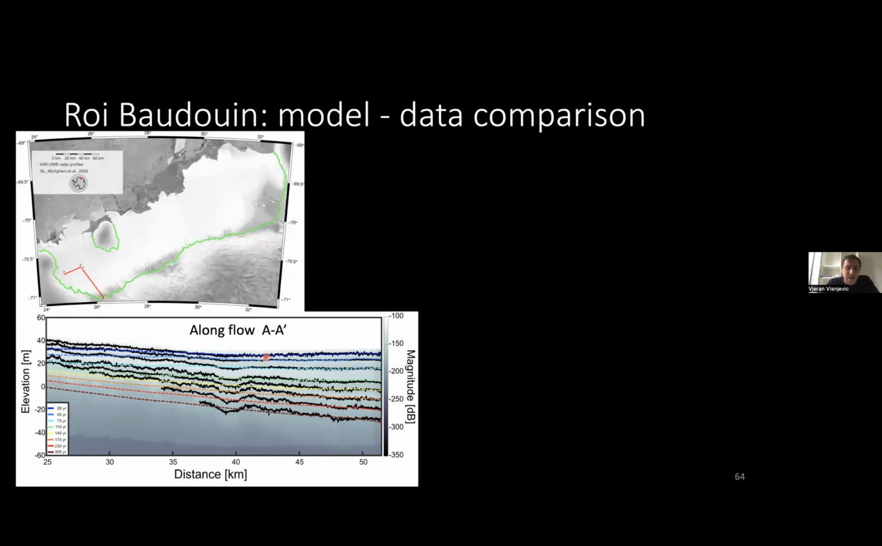Here you can see colored in age, from blue to red, the modeled isochrones, so the lines of the same age, and in black we have the observed radar horizons, so observed isochrones. And as you can see, as we move away from the grounding line, our fit is better and better. We have small scale offsets, and we have larger scale offsets closer to the grounding line. And that can be for different reasons.